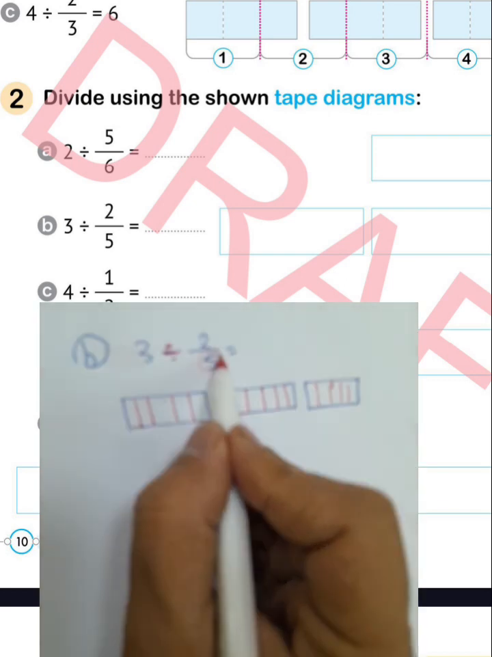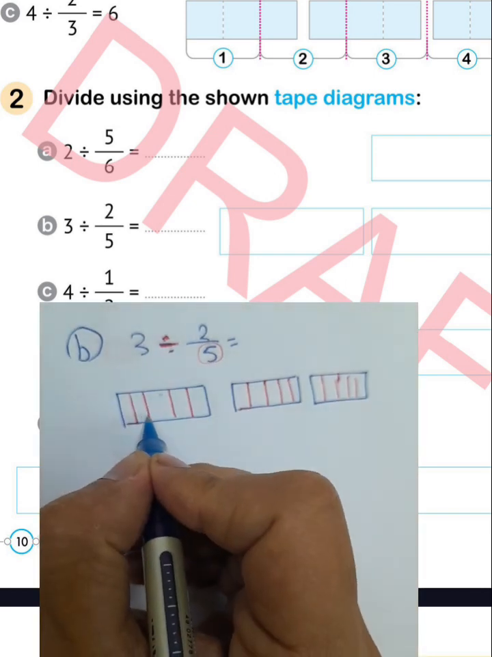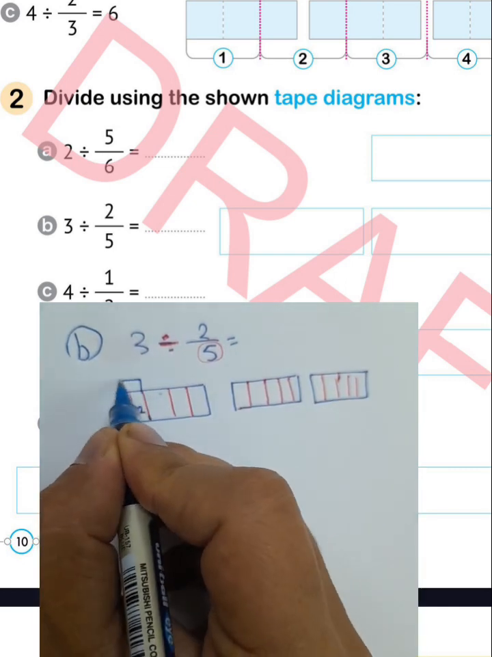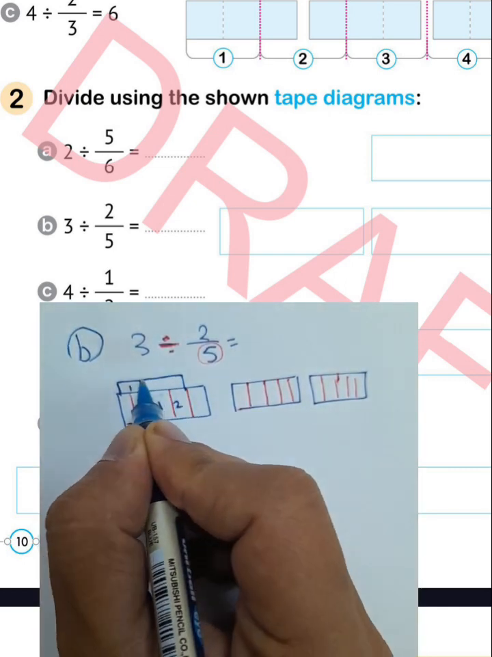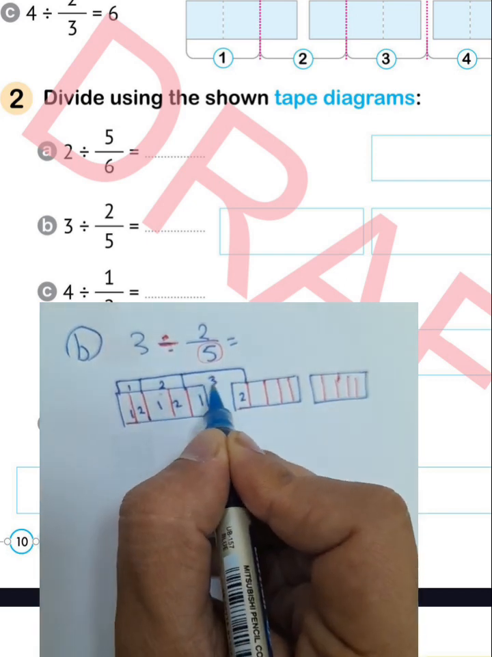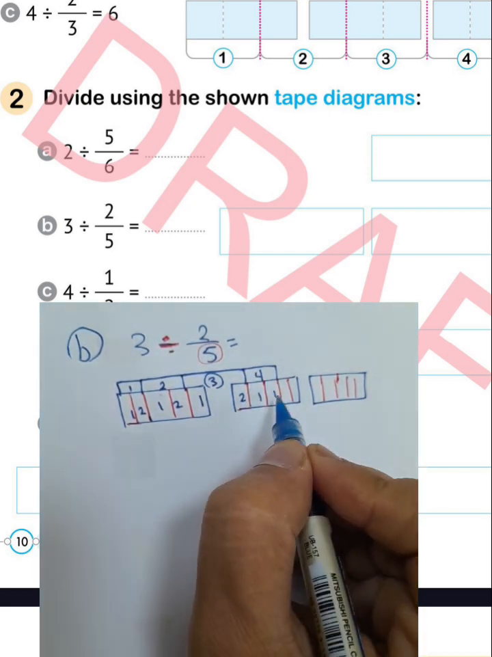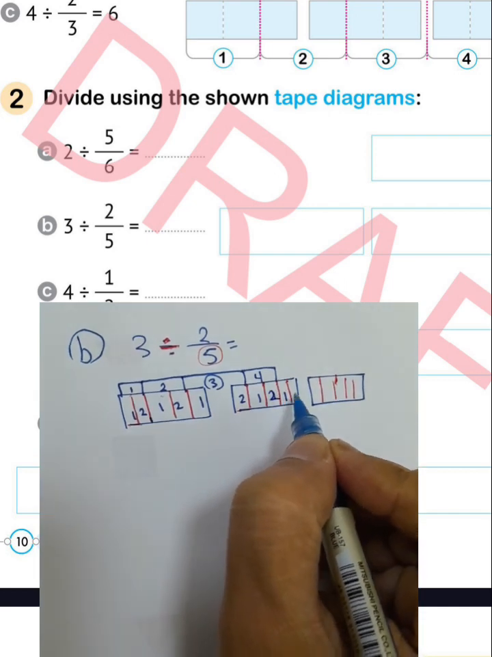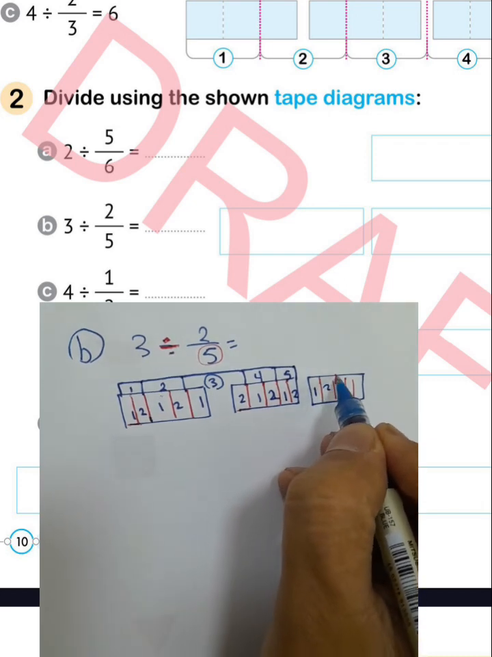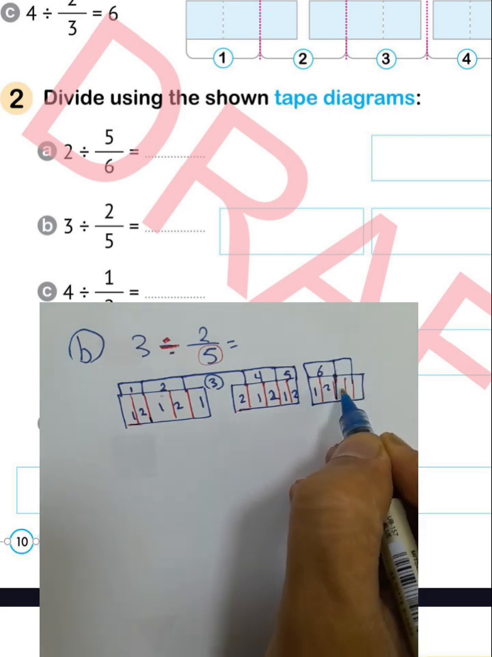And then we can choose two elements from this part. Okay, 1 and 2. So first group, 1 and 2. Second group, 1 and 2. Third group, 1, 2. It's the fourth group, 1 and 2. It's the fifth group, 1 and 2. It's the sixth group, 1 and 2. 7 groups.